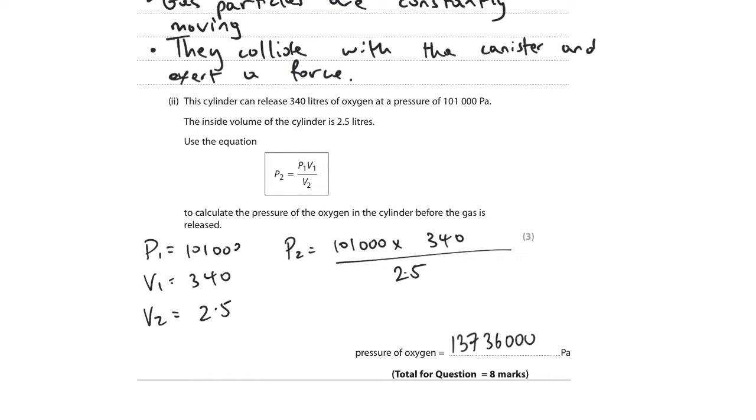this little section. This cylinder can release 340 litres of oxygen at a pressure of 101,000. The inside volume of the cylinder is 2.5. They've given me a gas equation here to use. Okay, so what I'm going to do, my initial pressure is 101,000. My initial volume is 340. My final volume 2.5. I've swapped those in for that equation, which I've written here. I've then plugged in all of those numbers, and I get a pressure of oxygen to be 13,736,000 pascals.